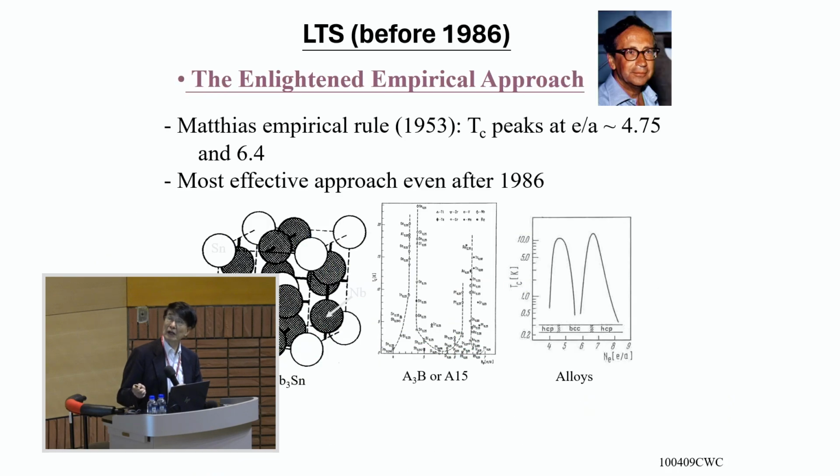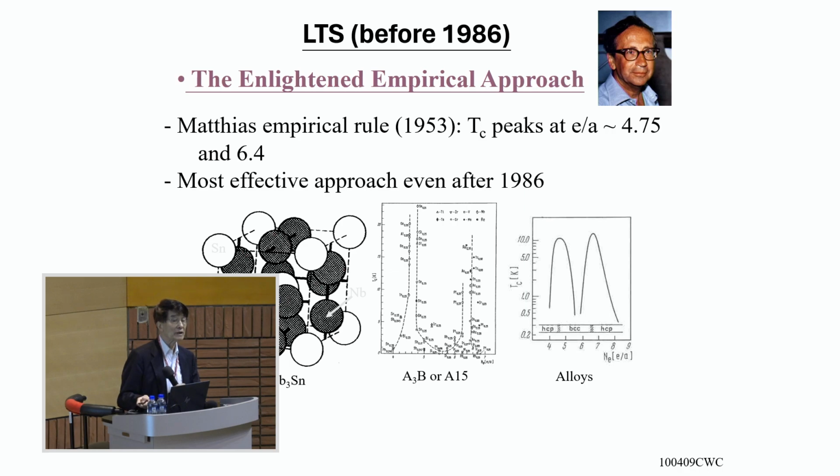So I mentioned earlier, Matthias used an empirical rule, and people call it the enlightened empirical rule. Usually when people talk about empirical, that means you don't know what you're doing, just guessing. I think Matthias tried to impress people and called it the enlightened empirical rule. So you can see TC basically increases. You plot the TC as a function of the valence electron per atom ratio. It peaks at two points, one at 4.75 and the other at 6.4. So this is the rule.